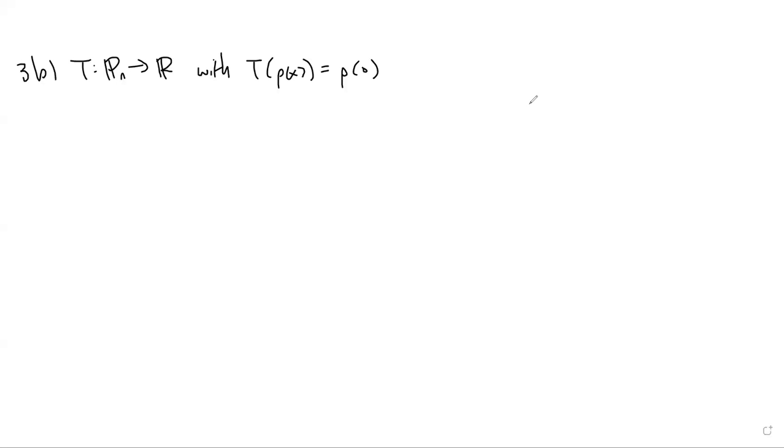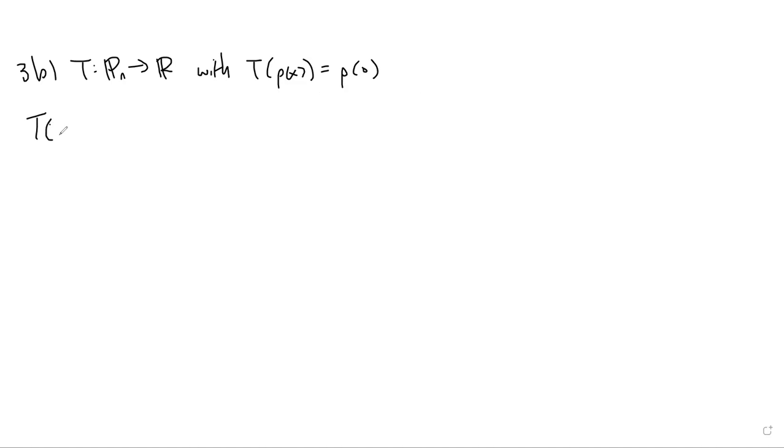We are given this transformation from the polynomial space Pn into the real numbers, where the transformation of a polynomial is the polynomial evaluated at 0. And so what we want to do is show that this transformation is linear. And so basically that means that we have to show the two properties, that it's additive.